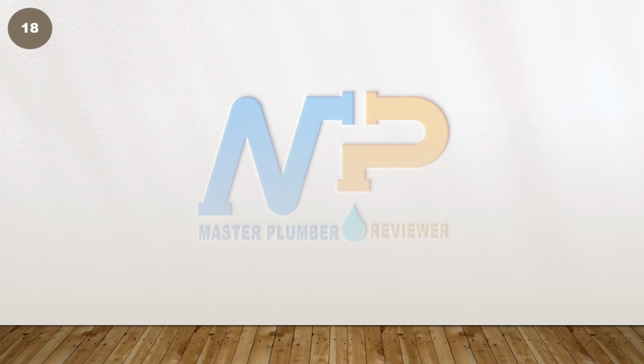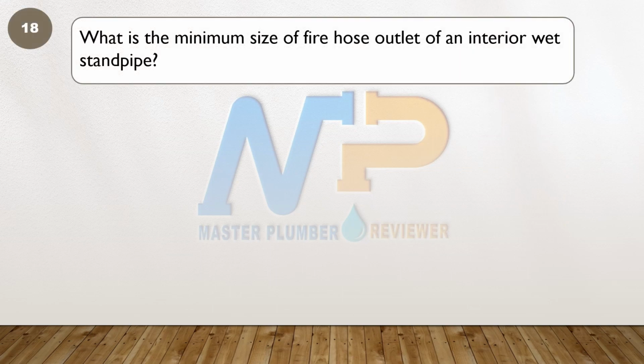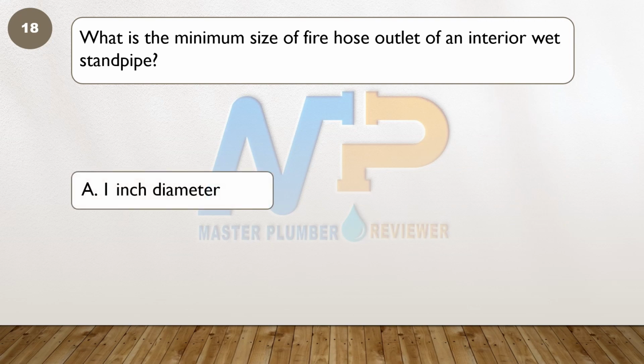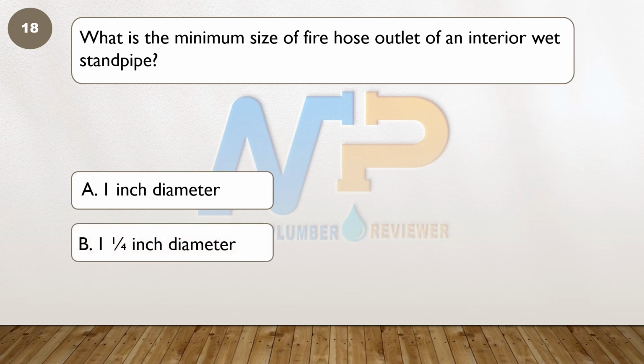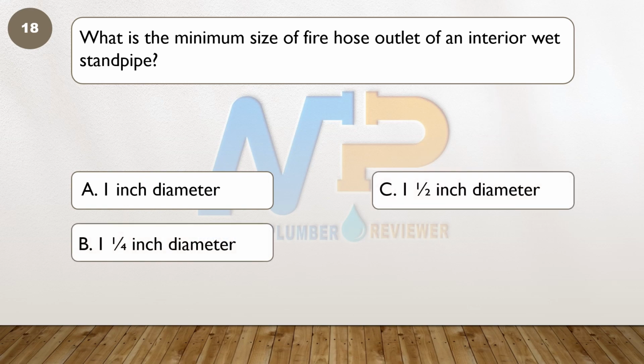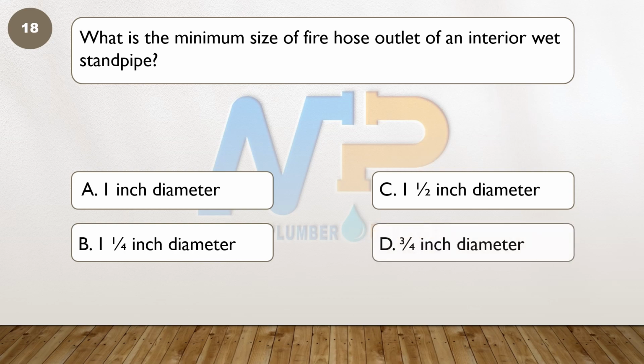Number 18. What is the minimum size of fire hose outlet of an interior wet standpipe? A. 1 inch diameter. B. 1 1/4 inch diameter. C. 1 1/2 inch diameter. D. 3/4 inch diameter. The answer. It's C. 1 1/2 inch diameter.